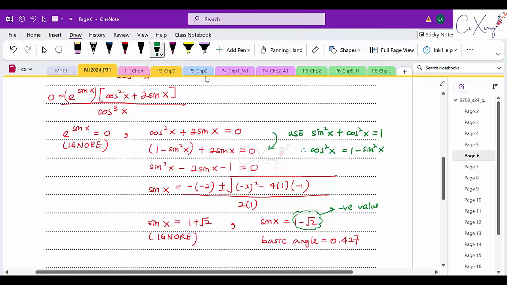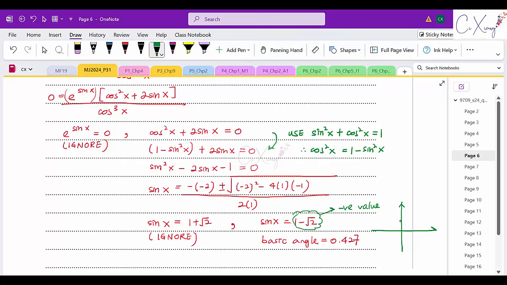When you press for calculator, ignore the negative value. Just get a basic angle by using the positive value first. So it gives you the answer in the first quadrant, which is 0.427. And after that, only then do I go through the different quadrants to get the answer. For this question, I'm having sine with a negative value.